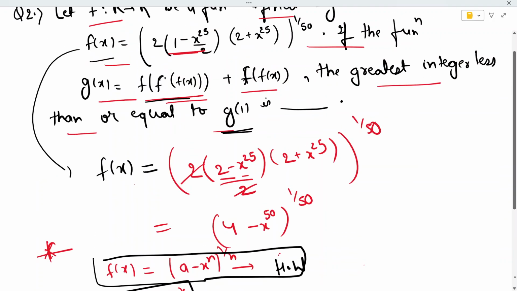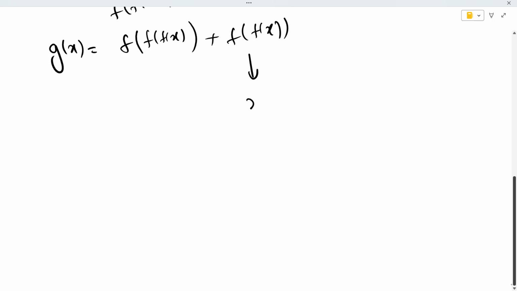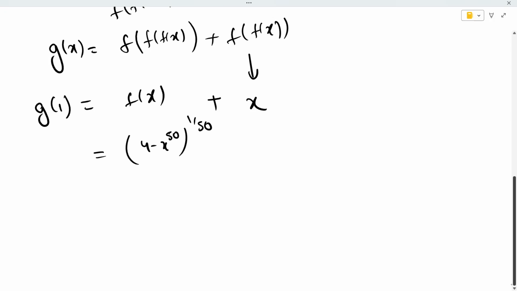What you have to conclude? You have to evaluate g of x is equal to f of fx plus f of fx. हम लोगों ने पढ़ा ये x हो जाता है प्लस हमें निकालना है g at 1 पे और ये जो होता है fx के बराबर हो जाता है. fx क्या है मेरा? fx जो है 4 माइनस x टू द पावर 50 अपॉन 1 अपॉन 50.